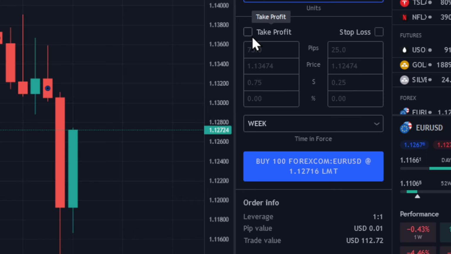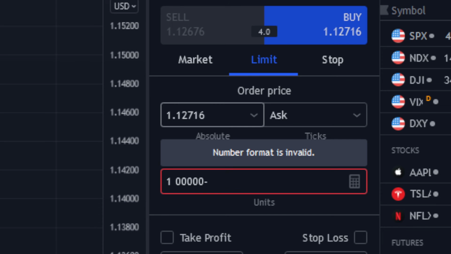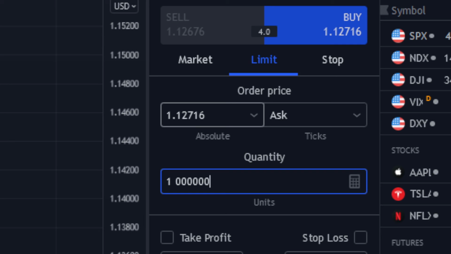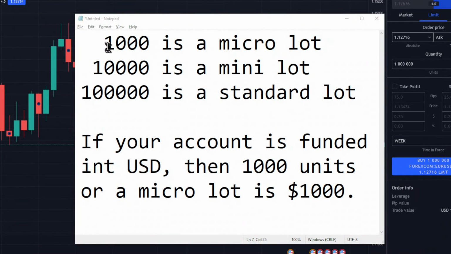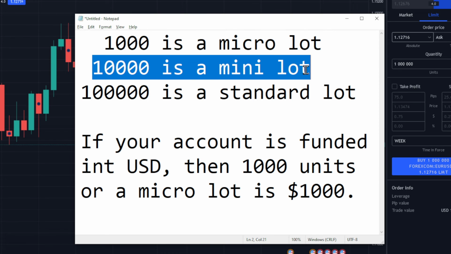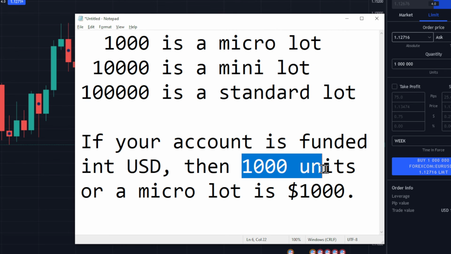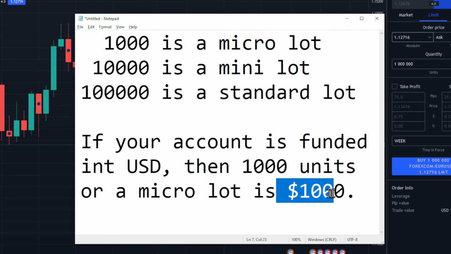Typically, there are historical lot size names. 1,000 units is a micro lot, whereas 10,000 units is a mini lot, and 100,000 units is a standard lot. Again, 1,000 units is historically a micro lot, 10,000 units is a mini lot, and 100,000 units is a standard lot. So if your account is funded in US dollars, then the 1,000 units, or a micro lot, is $1,000.